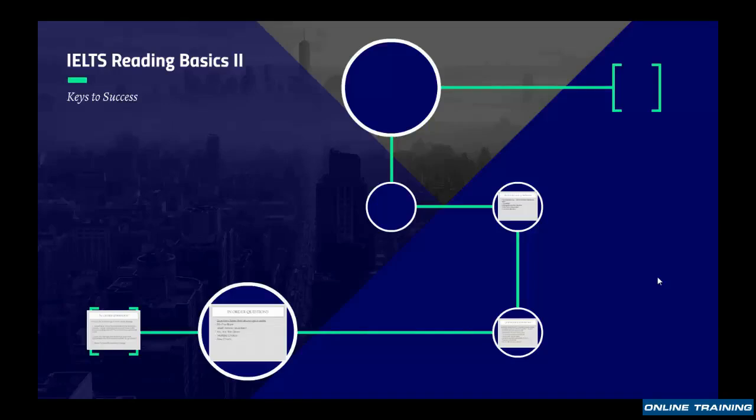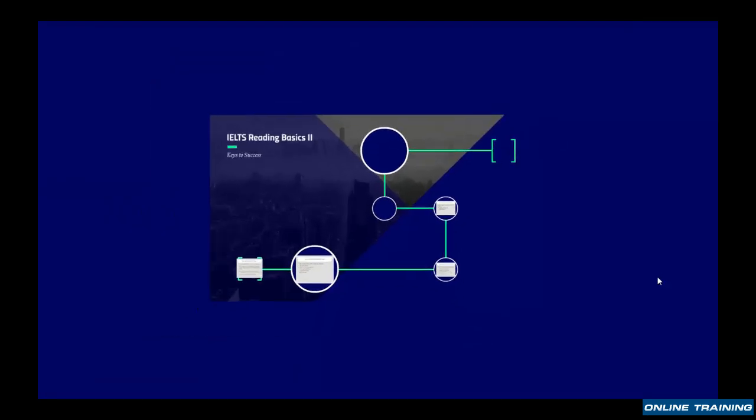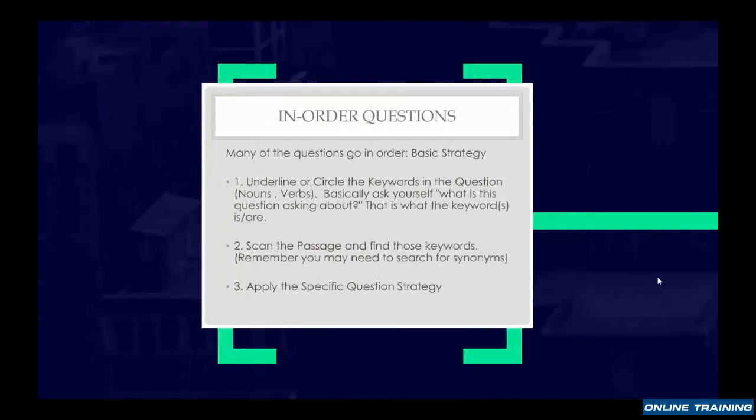Okay, so we've gone over IELTS Reading Basics Part 1, and now let's go over Basics Part 2 for the IELTS Reading Comprehension. And let's go over these keys to success so that you're going to be able to get that awesome, great, super good score that you've been trying to get.